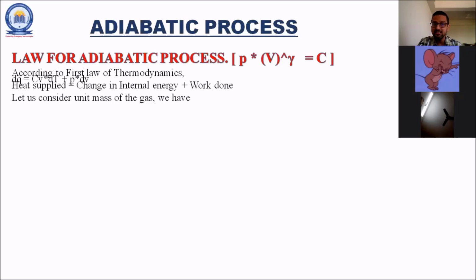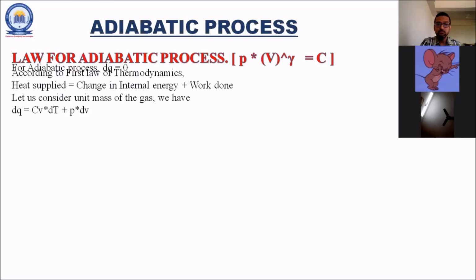So I am using this equation: dq is equal to cv dT plus p dv. You are observing that in this equation, all the extensive properties which depend on the mass are represented by small letters, whereas the intensive properties, temperature and pressure, are mentioned accordingly.